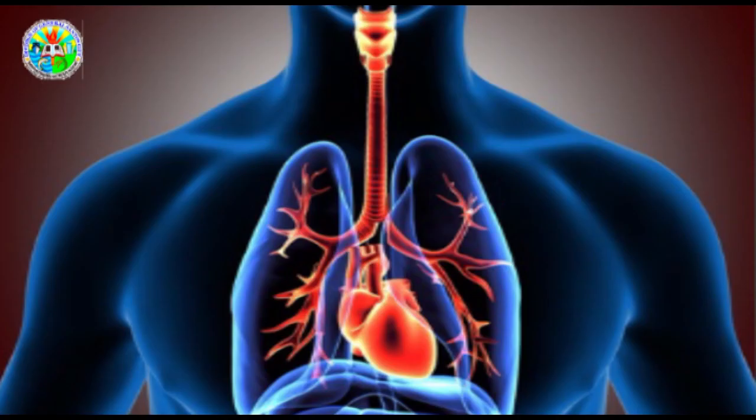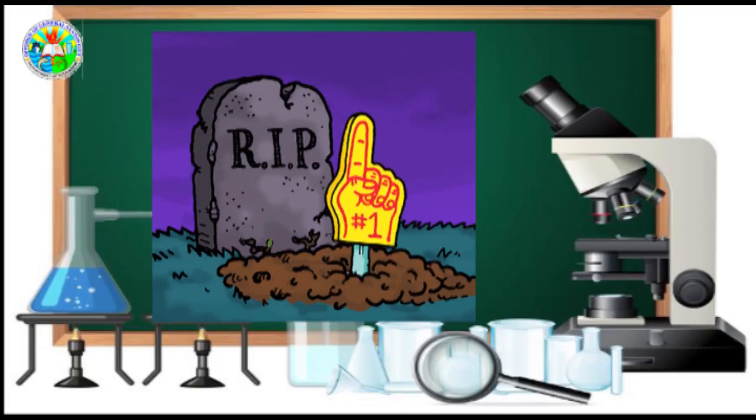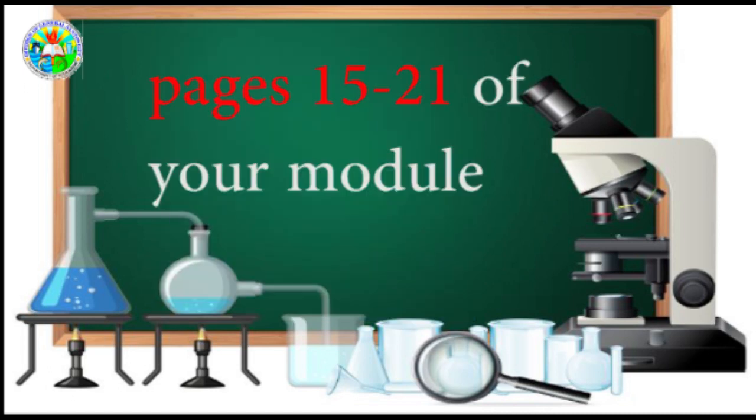Now, what do you think will happen if these systems are not properly coordinating? Precisely, yes. Without these coordinated functions of the respiratory and circulatory systems, humans will surely die. Now, further activities on pages 15 to 21 of your module will give you additional insights on the coordinated functions of the respiratory and circulatory systems.